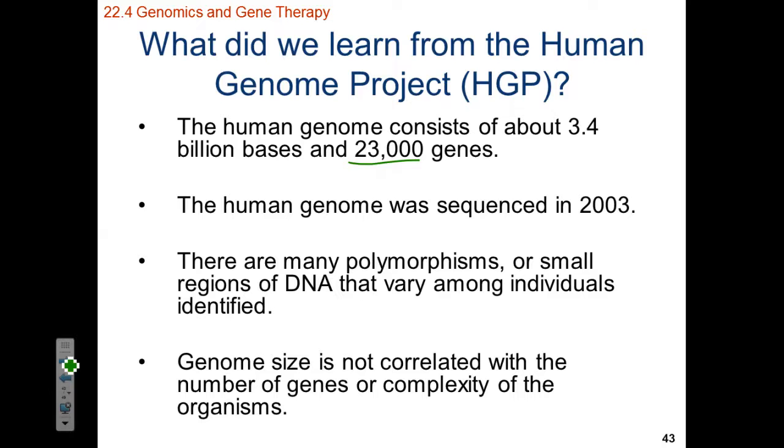Our genome size is not going to be correlated with the number of genes or the complexity of the organism. Some less complicated organisms have enormous genomes. Other more complicated organisms will have smaller genomes. Within the human genome, there are large regions that have an unknown function, that do something that we don't know about yet.